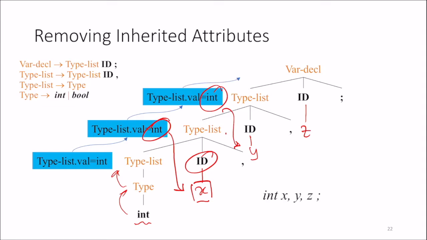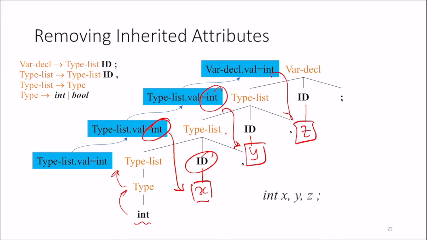Finally, when I pass it up to the var declaration, the root node, again, when I insert each of these identifiers, including the z, I know what its type should be. I can just take the type and insert it and pass it up to its parent, right?